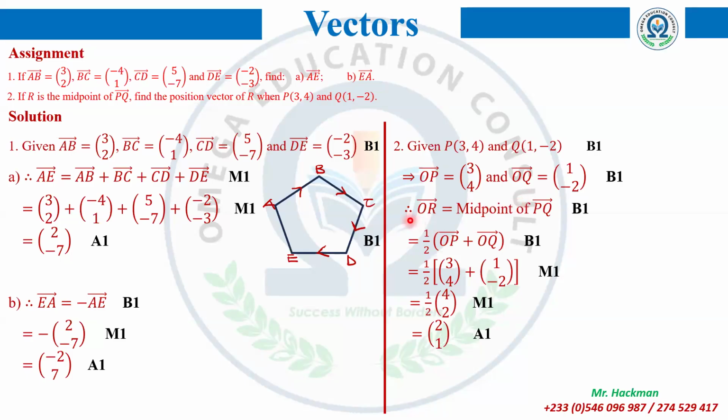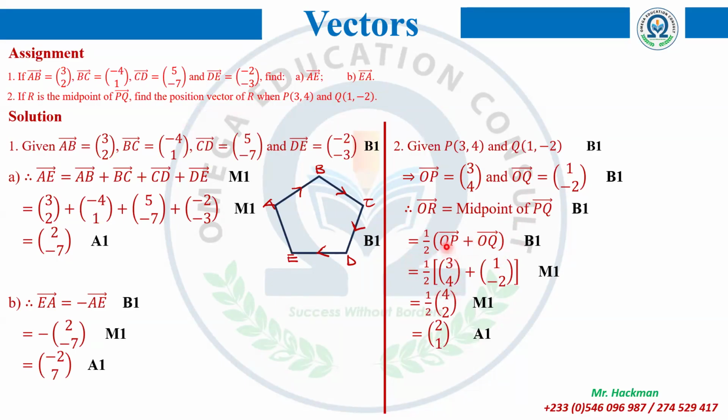Here, you know that your OR, because we said the position vector of R is the midpoint of PQ, would be equal to the midpoint of PQ. So you state it, V1. And that will be equal to half of the sum of the position vectors of the two points, because the midpoint is the sum divided by 2. So it will be half of that.